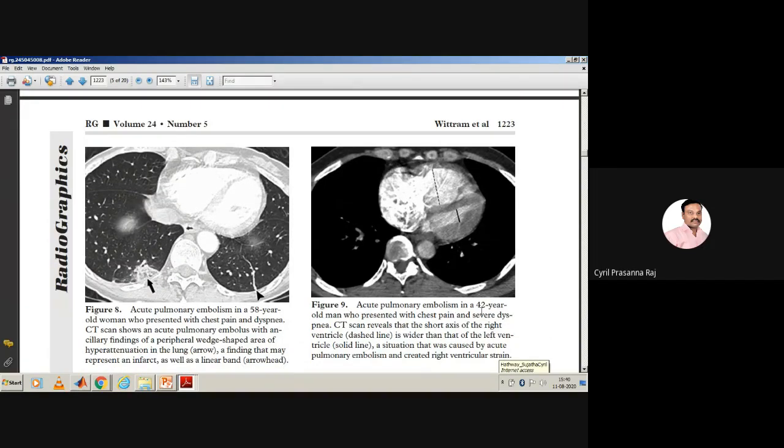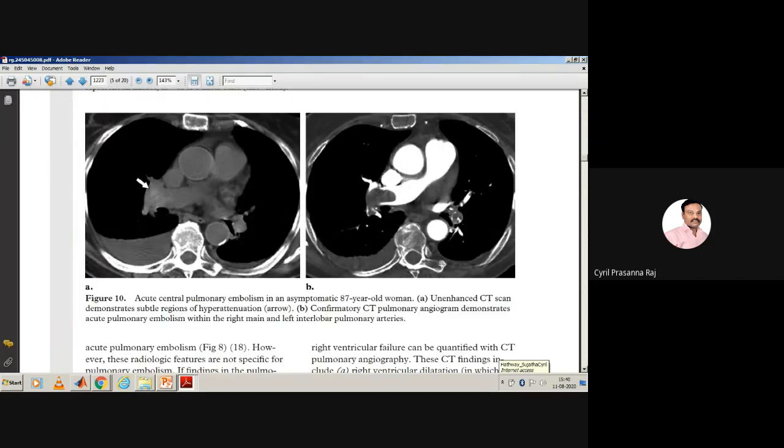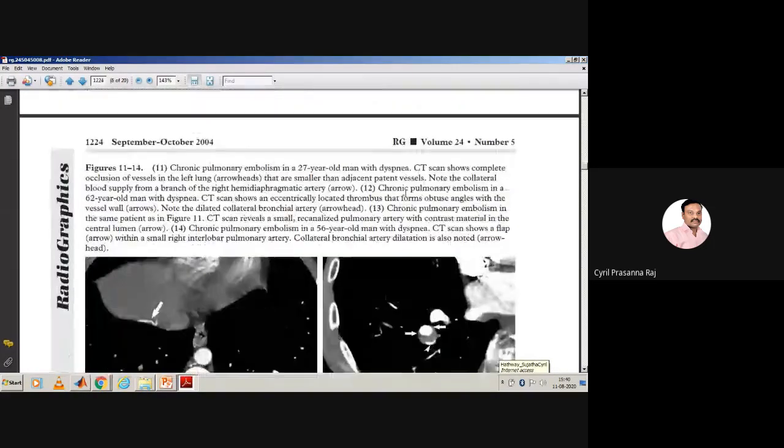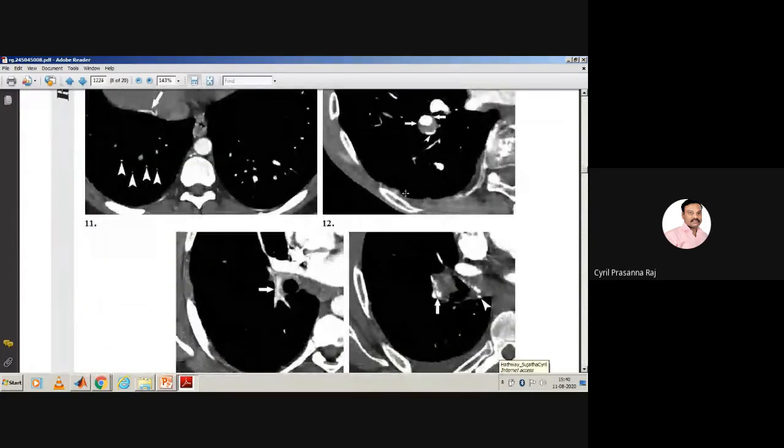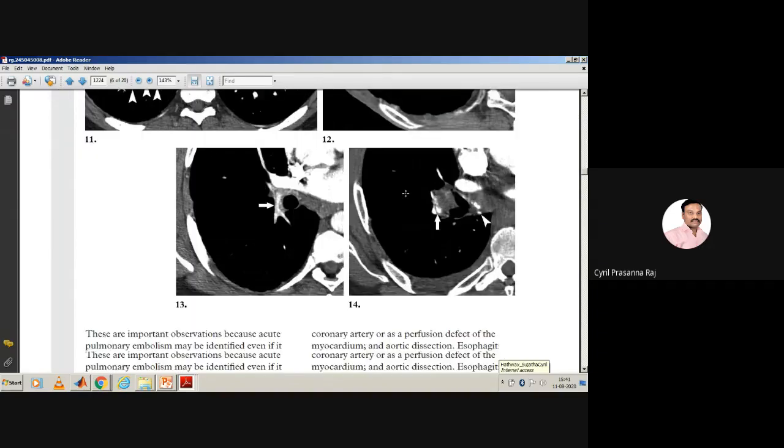Then here they have taken another method, wherein the CT scan reveals that the short axis of the right ventricle, that is the dashed line, is wider than the left ventricle. So if the right is bigger than the left, that again leads to the acute pulmonary embolism concept. So this is another way of representing pulmonary embolism, and they have taken multiple images. If you go through the entire paper, they tell you the various possible blockages that can occur in the chest X-ray or the CT image, which can define that it is pulmonary embolism.